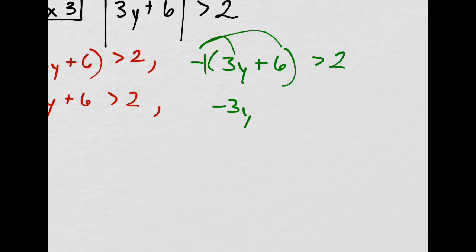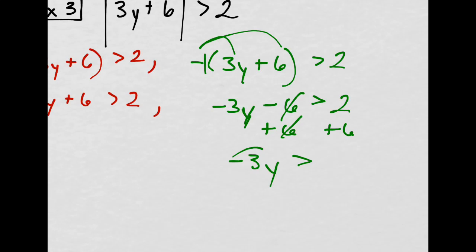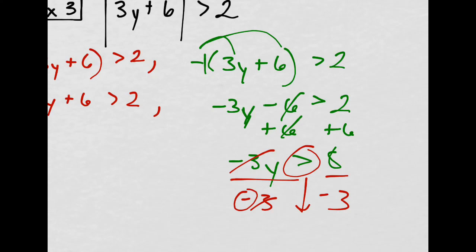Negative 3y minus 6 greater than 2, add 6 over. Negative 3, I'm going to have to switch the sign because I'll eventually divide by that negative 3. So this is 8, and then divide by negative 3 here. That's when I have to switch the sign because I'm dividing by a negative.